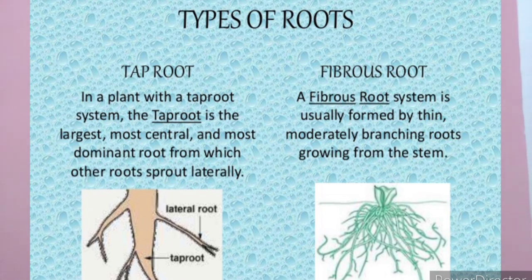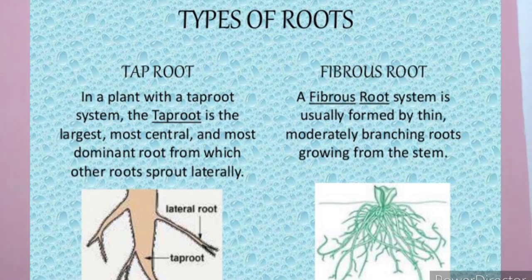In a plant with a tap root system, the tap root is the largest, most central and most dominant root from which other roots sprout laterally. That means there is one root in the middle and small roots arise from that one single middle root.